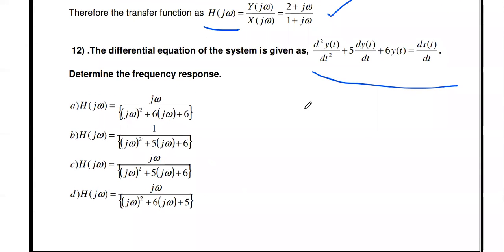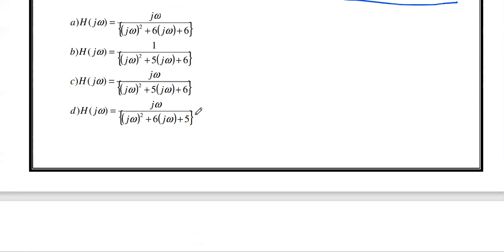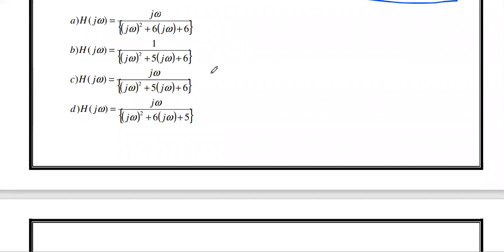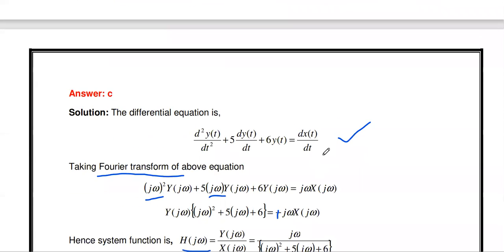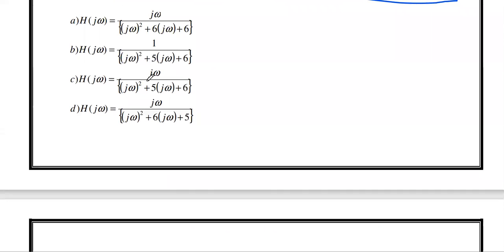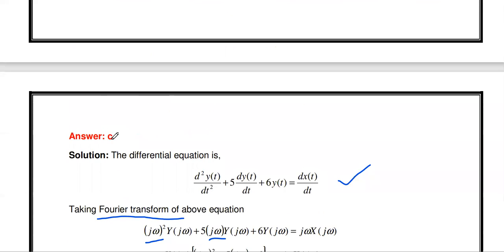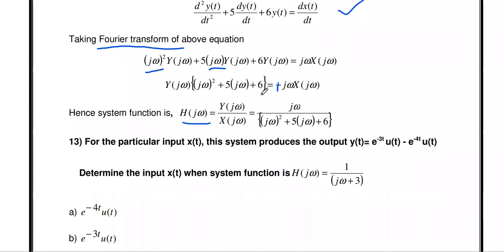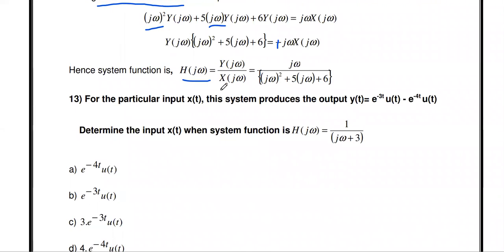So here you see which one is the answer. The first one, H of j omega equal to j omega by j omega squared plus 6 j omega plus 6, is not correct. The second one, 1 by this one, is also not correct. J omega by j omega squared plus 5 j omega plus 6 is the answer. So option C is the answer. This is one type of problem.